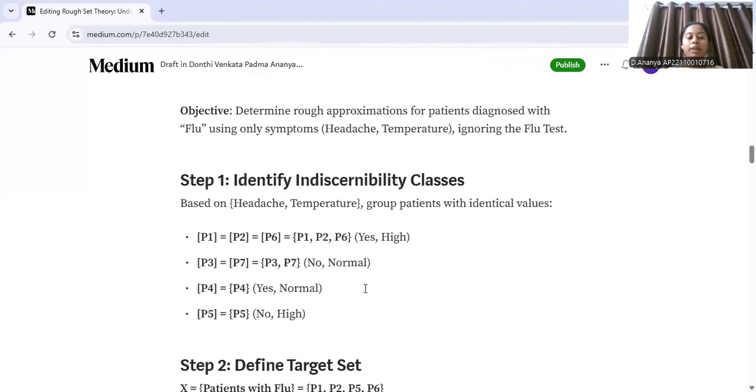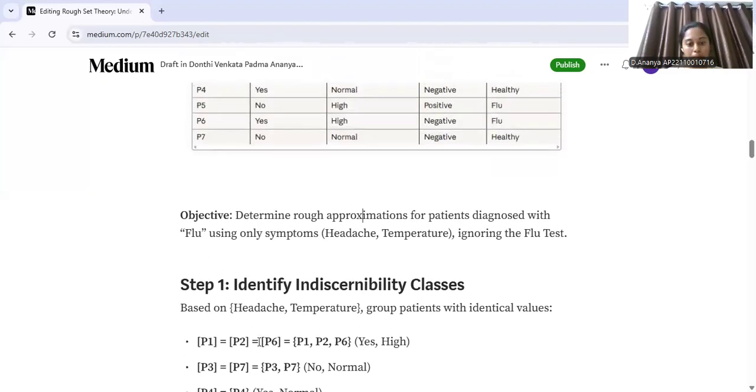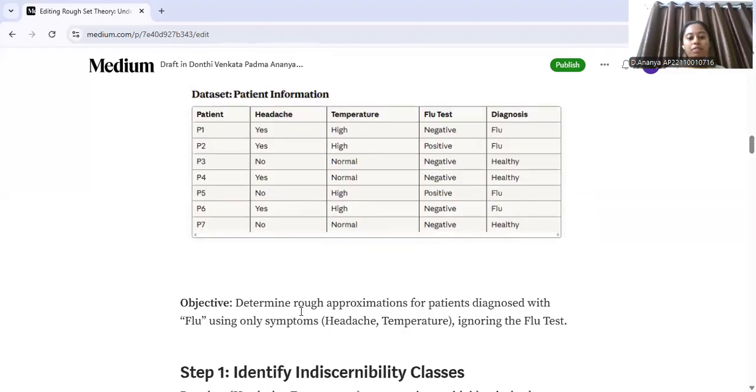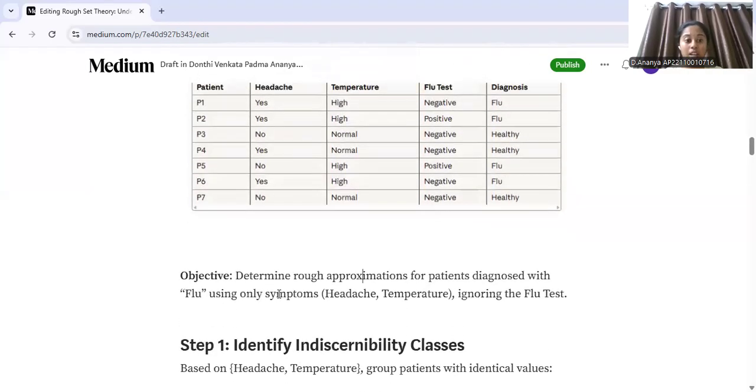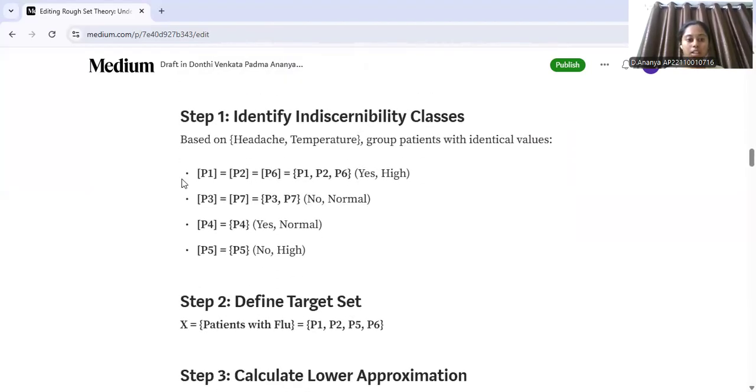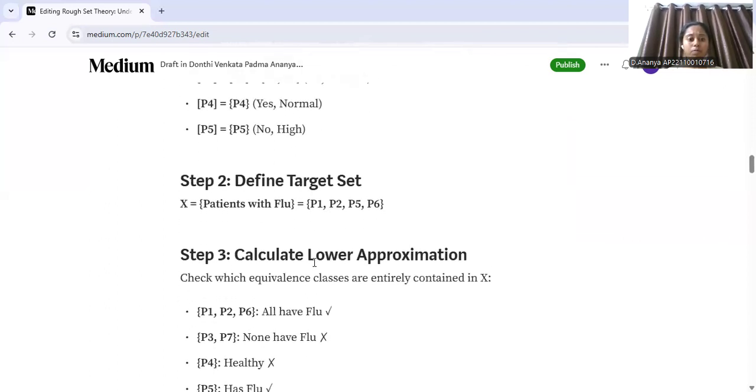Step one: based on temperature and headache, we classify them using those attributes which have the same values. Here P1, P2, P6 have the same: headache is yes and temperature is high. P3 and P7 have the same type: headache is no and temperature is normal. So like that, we first of all classify. And here is the data after classifying.